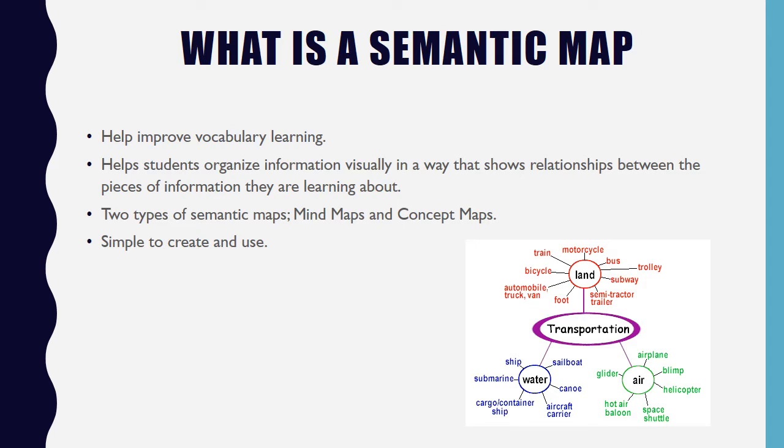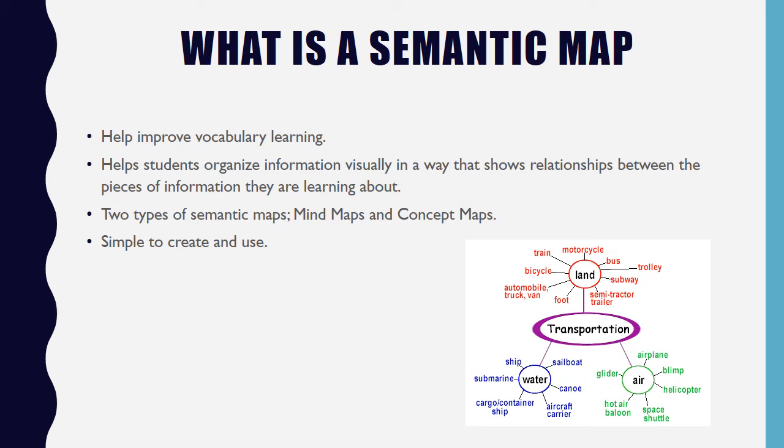So what is a semantic map? A semantic map is a tool used to help improve students' vocabulary learning. This tool helps students organize their information visually in a way that allows them to see the relationships between the pieces of information that they are learning about.